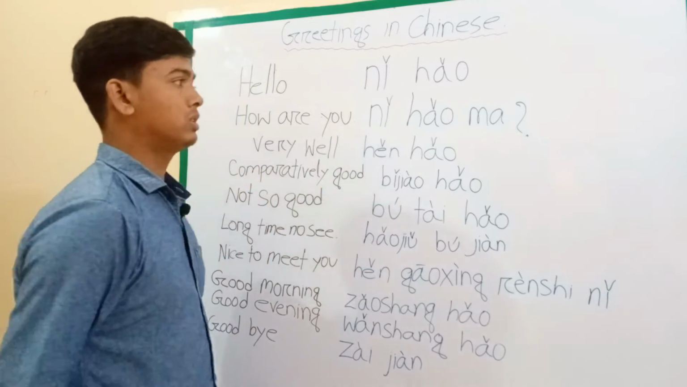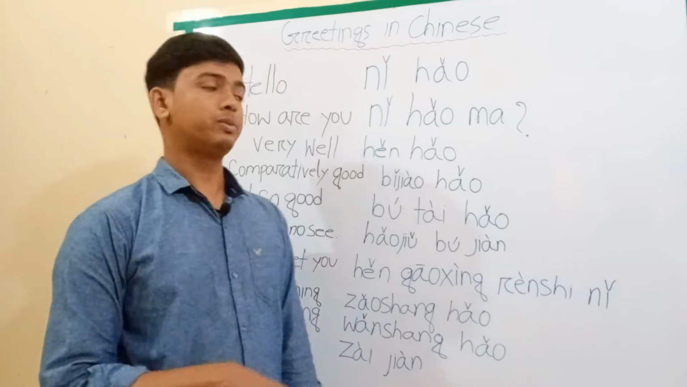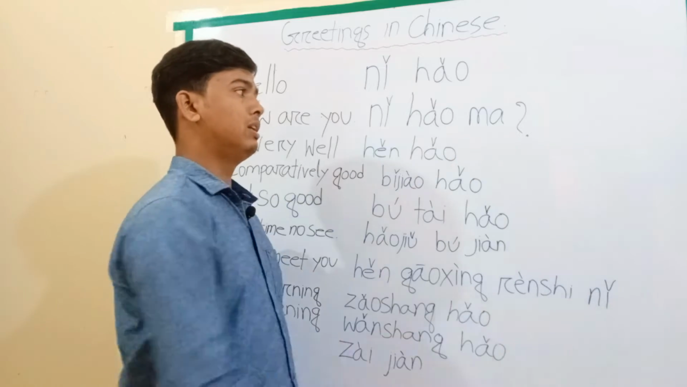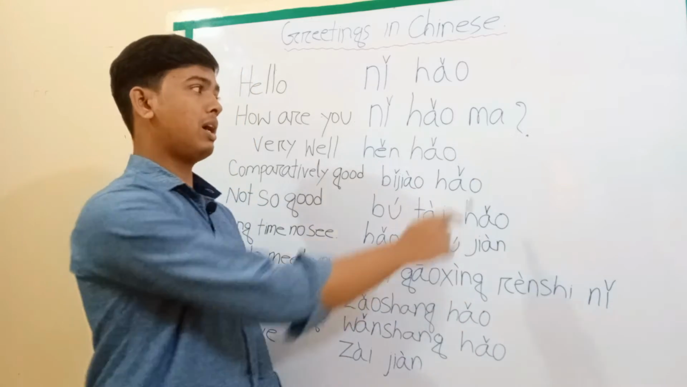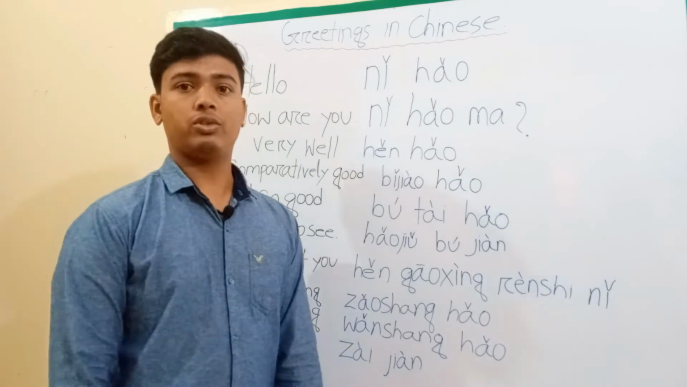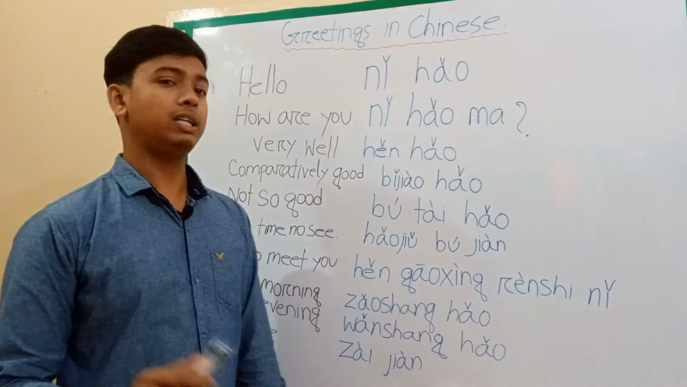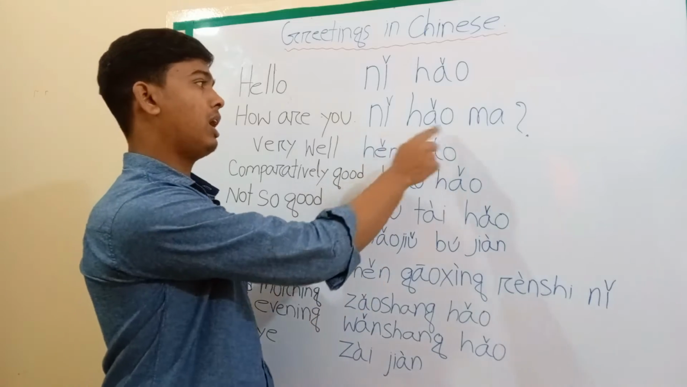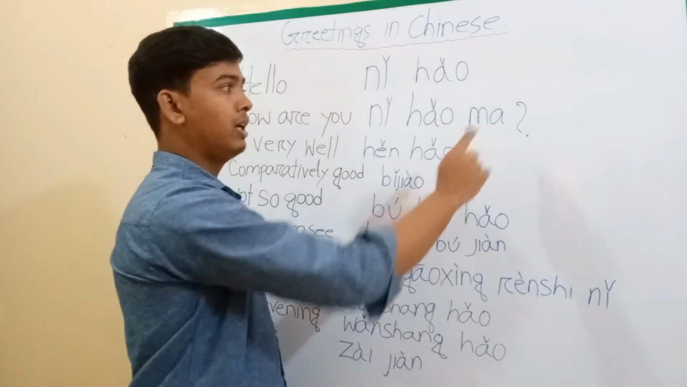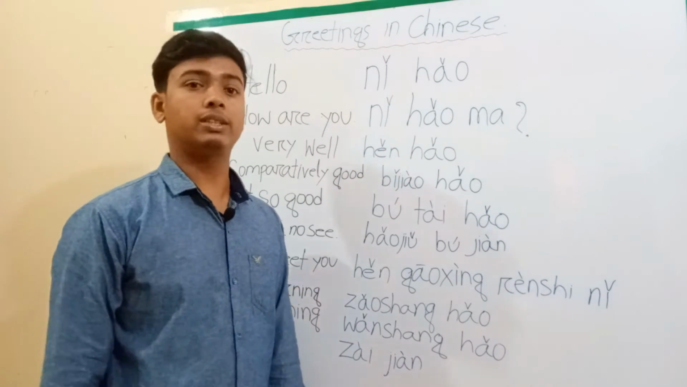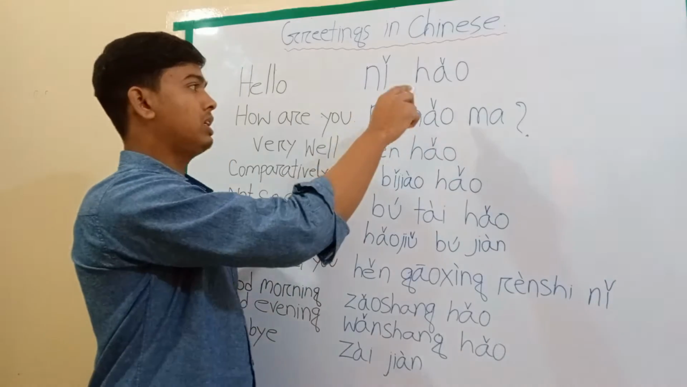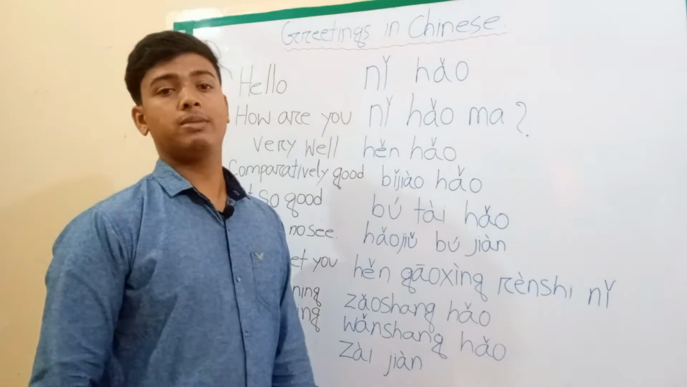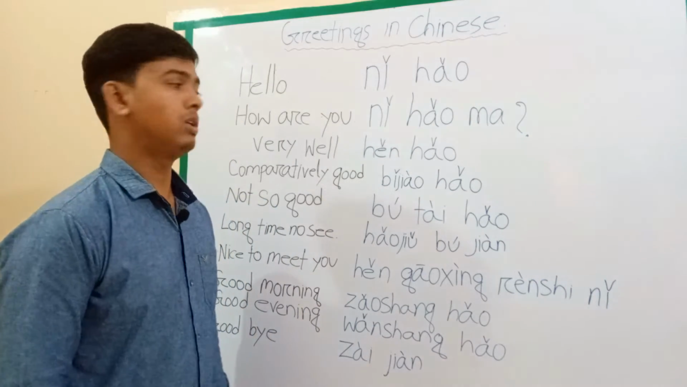How are you? Ni hao ma. Always remember ma is used for questions. When we put ma at the end of the sentence, it makes it a question sentence. Ni hao ma. It means how are you?